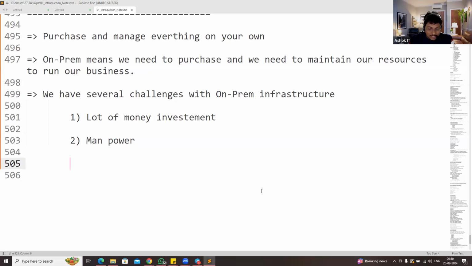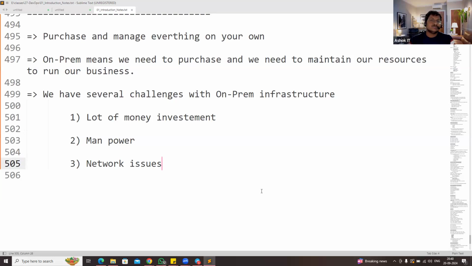And the next one, you should take care of network issues. Today there is heavy rain in your location. Very heavy rain is available. Because of that rain, your internet is not working.